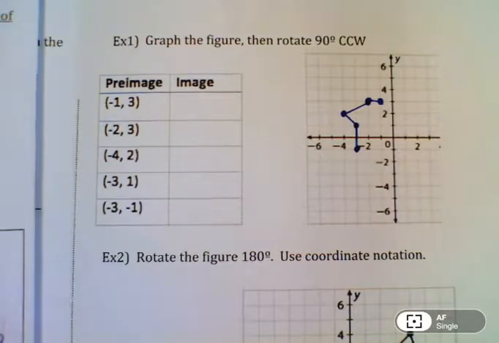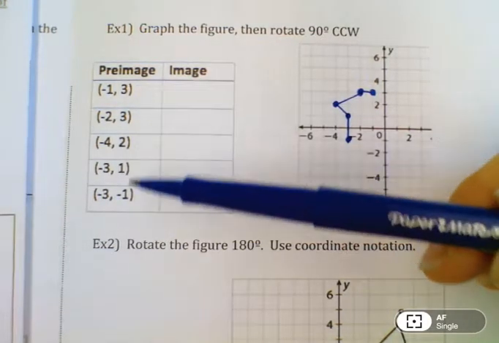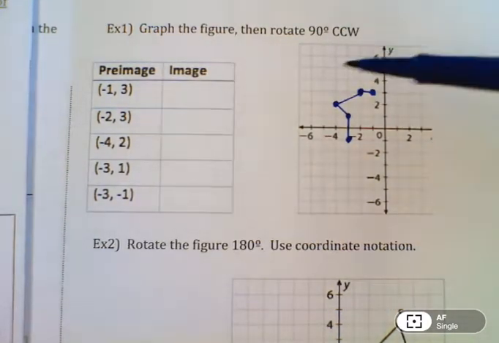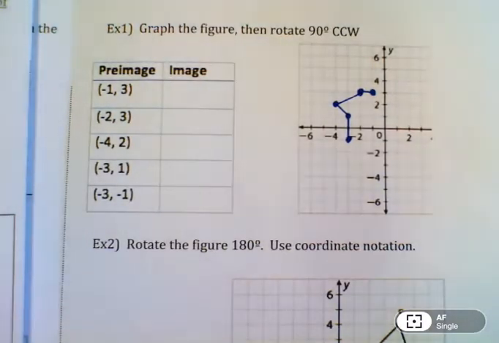Okay, if you're not done, pause it. If you are done, go ahead and look up here. This is funky, so let's talk about it. There's no A, B, C, D or anything like that, so I don't need to worry about plotting the letters with my points. But whenever we're doing transformations, you should assume that we're transforming like a figure, a polygon.